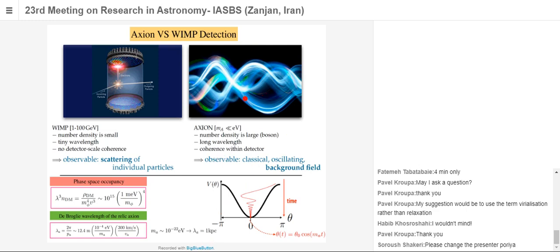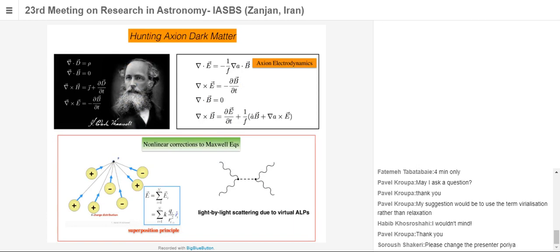So the axions, unlike the normal dark matter candidates, behave as a wave. Based on this behavior, we can design some ways to detect them. As I told you, the axion can couple to the photon, so you can modify Maxwell's equations based on the axion-photon interaction. Here you can see the modification which comes from the axion-photon coupling. For example, here you can see there is some effective electric field from the axion. Here you can see some effective charge. So you can design a very high precision experiment to measure this deviation from the Maxwell equations.